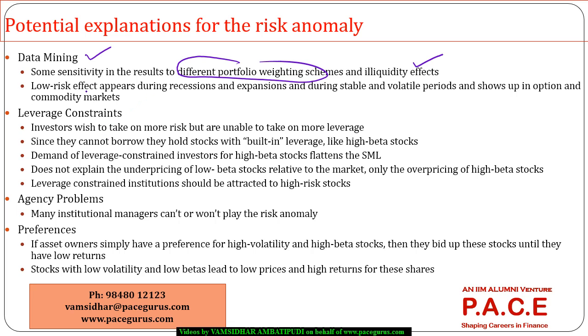The low risk effect appears very significantly during recessions and expansions, during volatile and stable periods, and it exists even in the options market or commodities. This means the low risk effect has been observed in almost all kinds of economic scenarios, all kinds of volatility markets, and across all kinds of instruments. So, one way to talk about it is a data mining bias, but again that needs to be really evaluated.